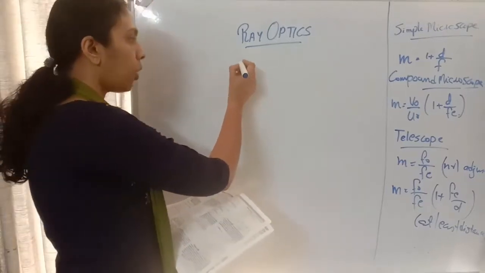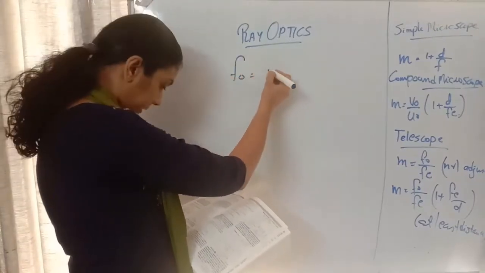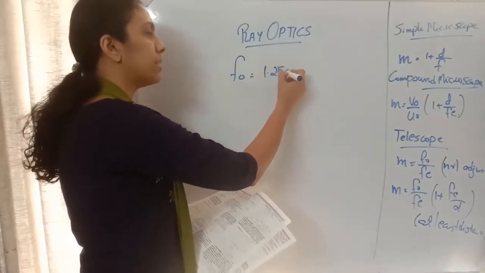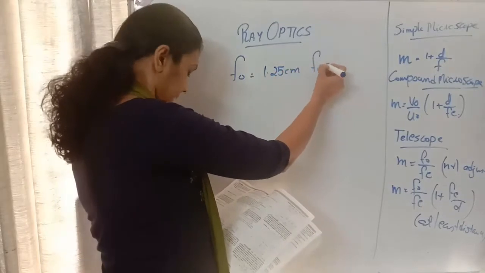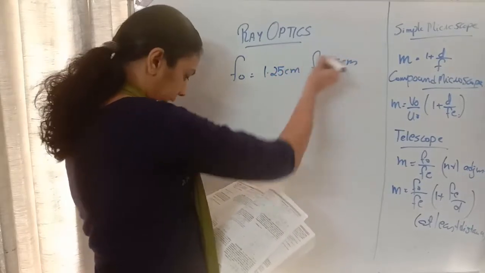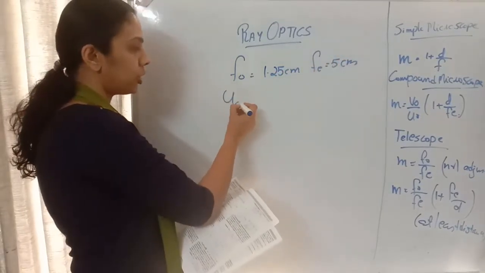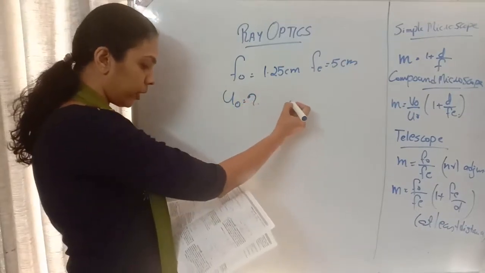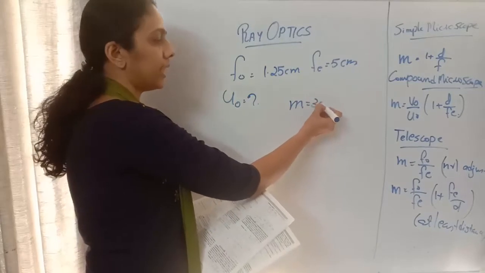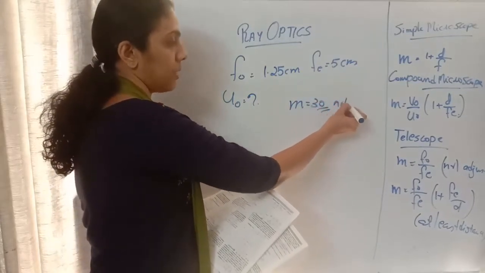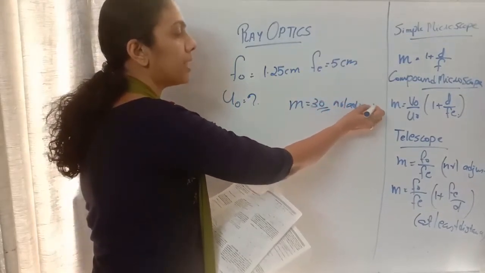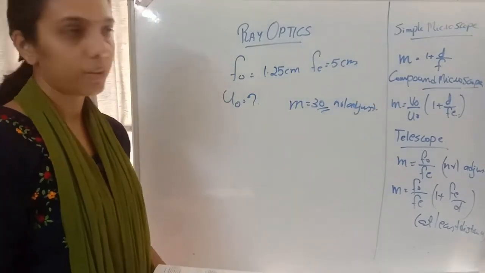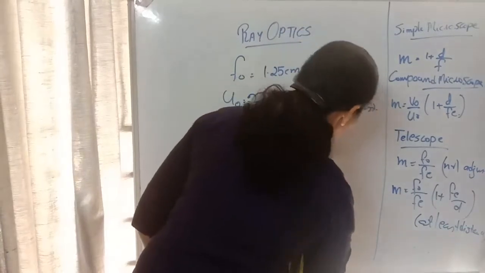The focal length of the objective is given as 1.25 centimeter and the eyepiece as 5 centimeter. Then we should find the position of the object from the objective lens in order to obtain an angular magnification of 30 in normal adjustment. Normal adjustment means we will be getting the image at infinity.